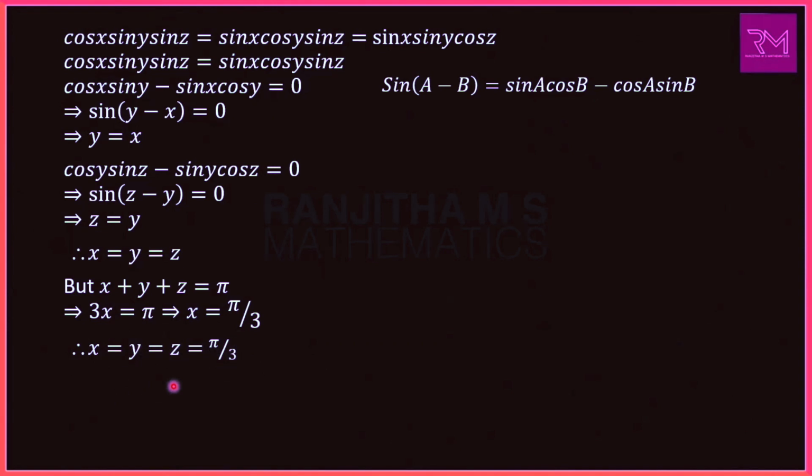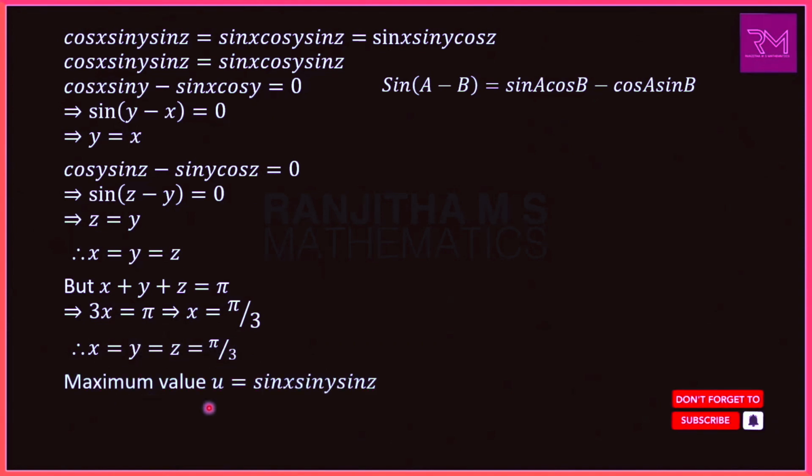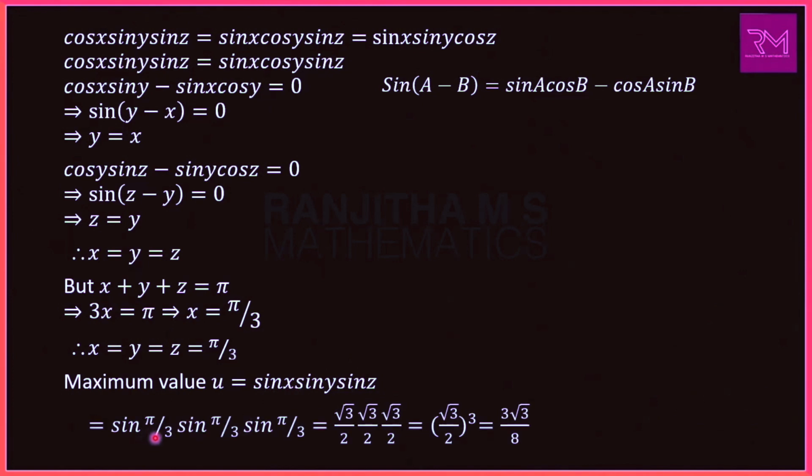Substitute all these values in the function u, we get the maximum value of u. That is, u is equal to sin x into sin y into sin z. Substitute x, y, z as pi by 3, we get sin pi by 3 into sin pi by 3 into sin pi by 3. We know that sin pi by 3, that is sin 60 degrees, is root 3 by 2. That is root 3 by 2 into root 3 by 2 into root 3 by 2, which is equal to root 3 by 2 whole cube. We can split it as root 3 into root 3 whole square. Hence we get 3 root 3 divided by 2 cube, which is 8. Hence we get the maximum value as 3 root 3 by 8. This completes the problem.